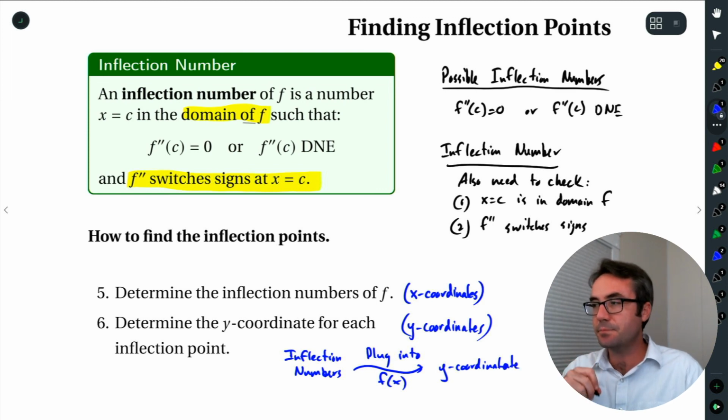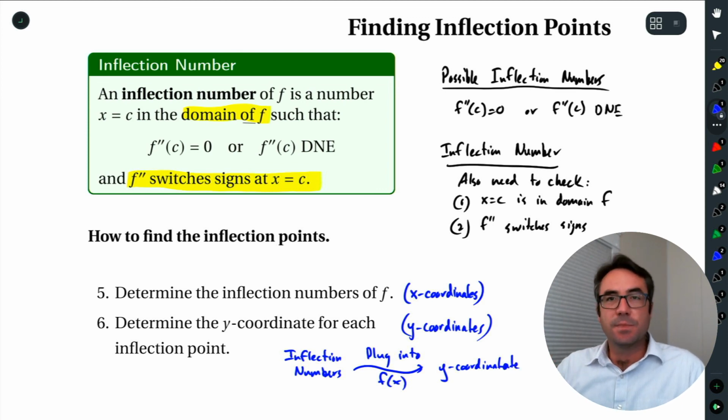Okay. Let's try a few examples. That's what we're going to see next, going through the process here, and we'll see how this all works out. So we'll see you there.